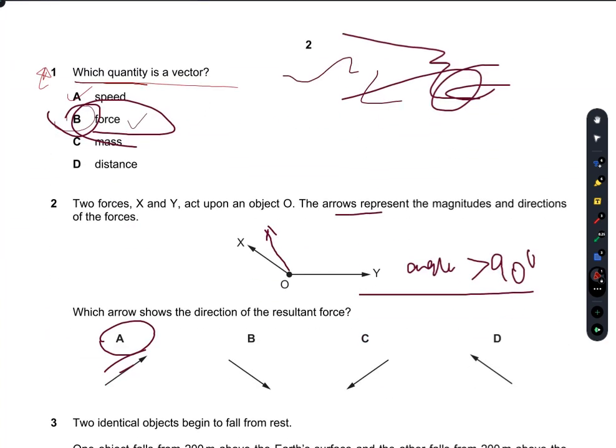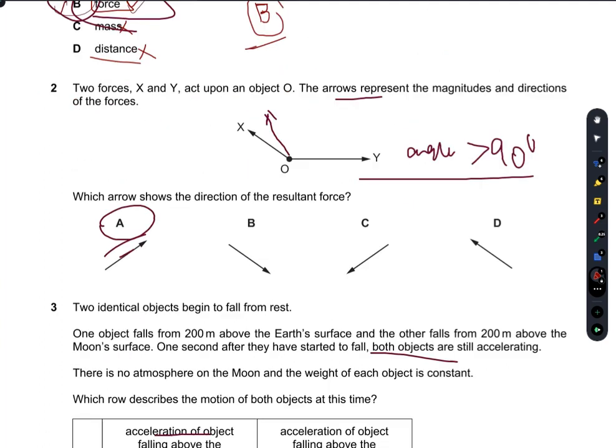Which quantity is a vector? What is a vector? A vector is a physical quantity that requires direction as well as magnitude and units. Speed does not require a direction. Force requires a direction. Yes. So B is true. Mass does not require a direction, and distance does not require a direction as well. Displacement does. But in this case, only force is a vector. So B is the right answer.